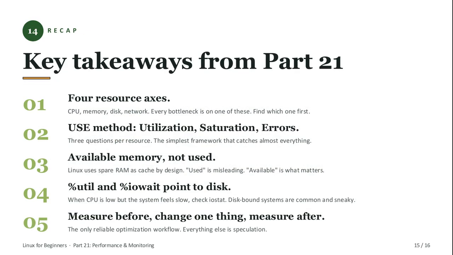So let's pull the whole part together. 5 ideas to carry forward. There are only 4 resource axes: CPU, memory, disk, network, and every bottleneck lives on one of them. The USE method gives you 3 questions per resource that catch almost everything. Trust available memory over used. When the CPU looks idle but the box feels sluggish, pursue %util and %iowait will point you at the disk. And above all, measure, change one thing, measure again. That loop is what separates engineering from guessing.